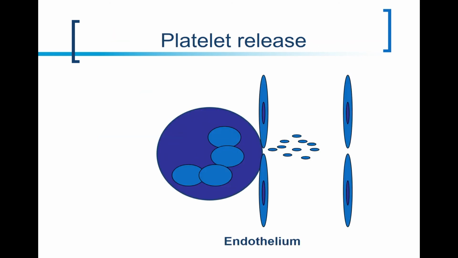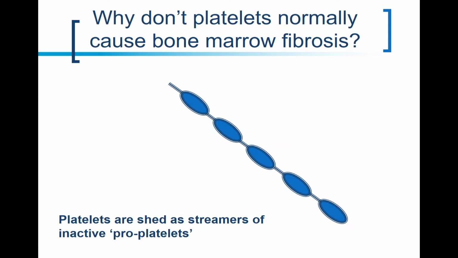And they do this normally by coming very close to a little blood vessel in the bone marrow. So the stroma and the reticulin fibers are all over on this side, and the bloodstream is flowing through here, and they only ever shed into the bloodstream. They shouldn't ever shed into the background stroma.